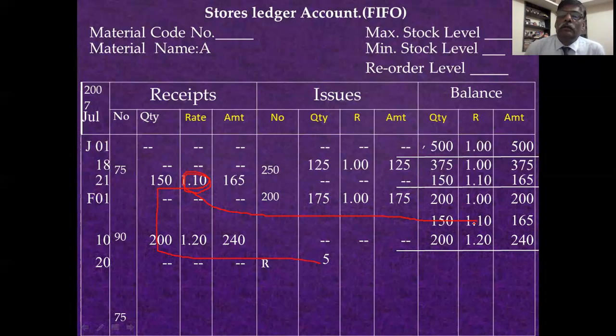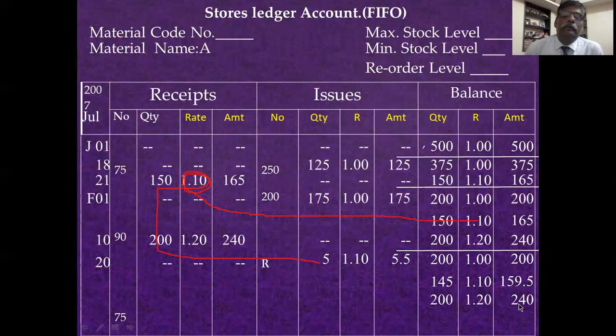Otherwise, you follow the issue method. 5 rupees 50 paisa. Balance is 200 at the rate of 1, 200. Then out of 150 you issued 5, 145 remained at 1.10, 159.50. Remaining 200 at the rate of 1.20, 240. Clear? This is the balance quantity.